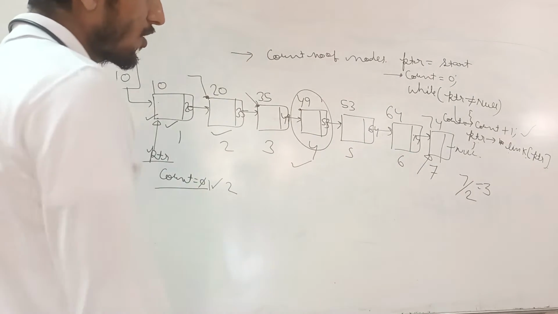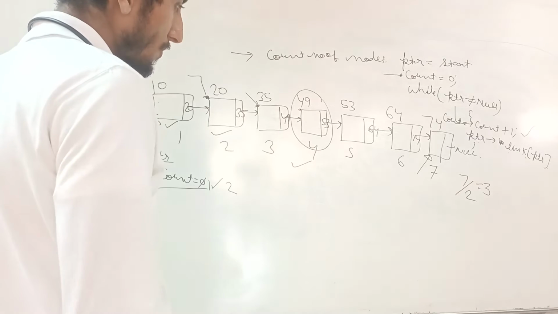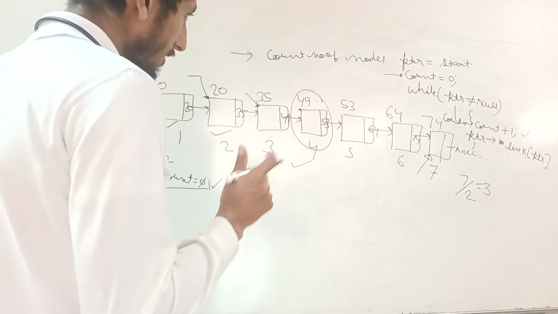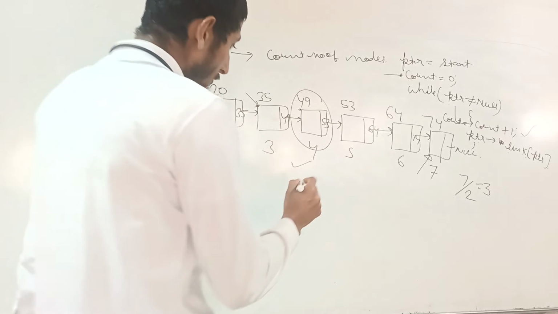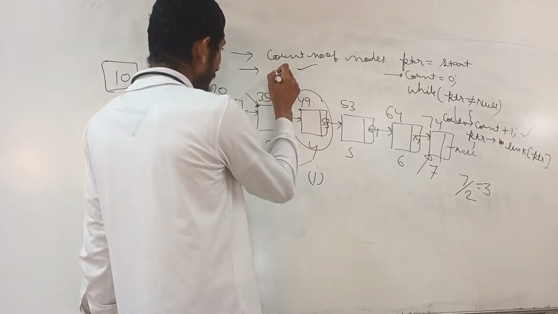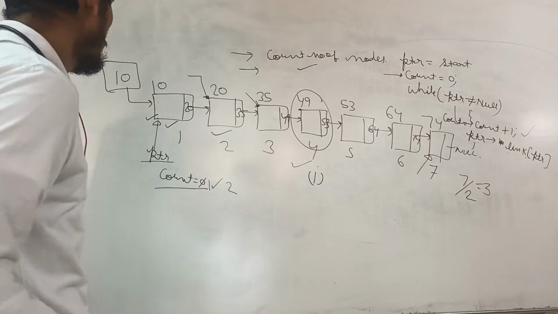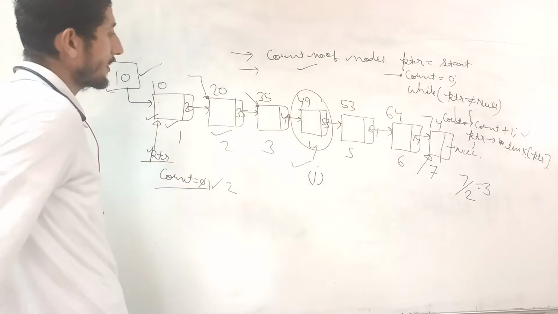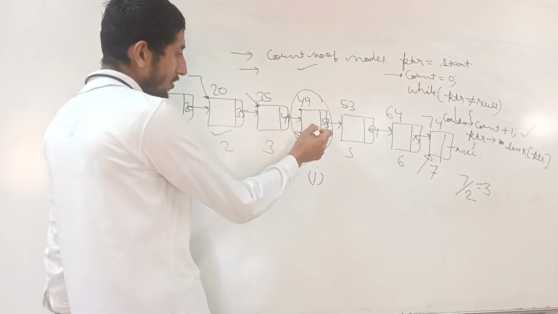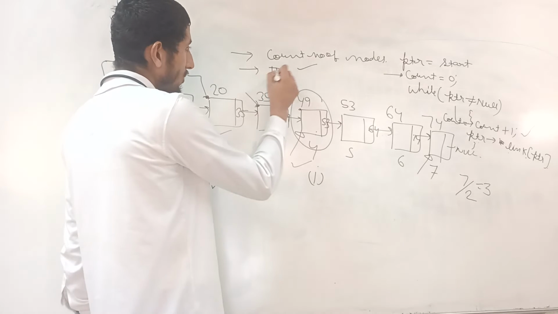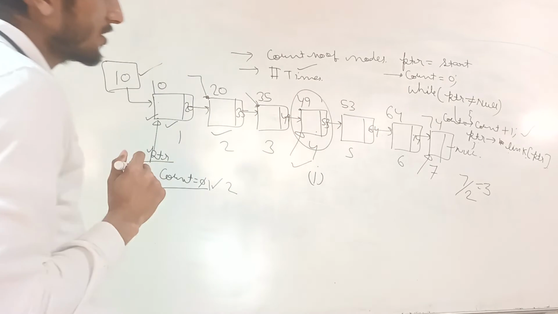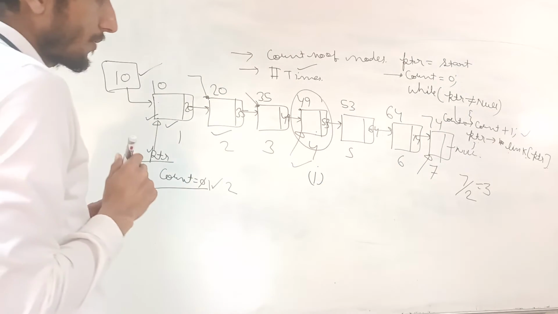But what is the limitation of this approach? The limitation is that it will take more iterations because you have to apply the loop two times. First time you have to count the number of nodes, and then second time you have to start with a start variable and calculate the address of the middle node. So you have to apply the loop two times. Can there be any better approach? Let me show you the better approach.